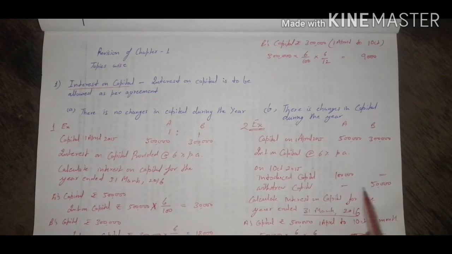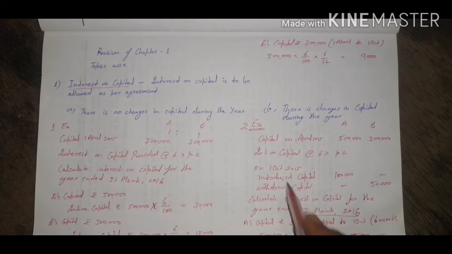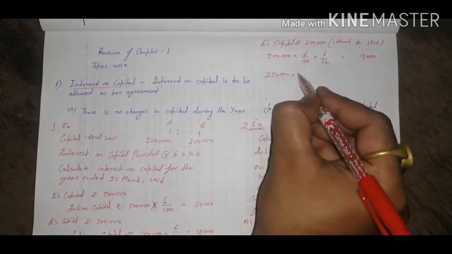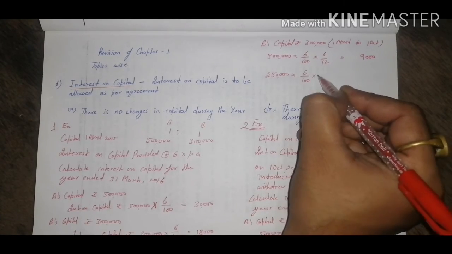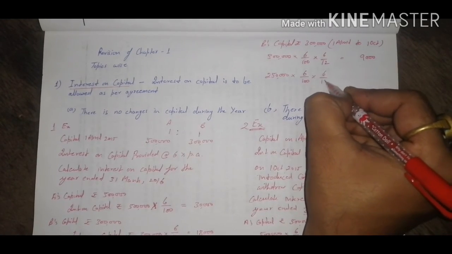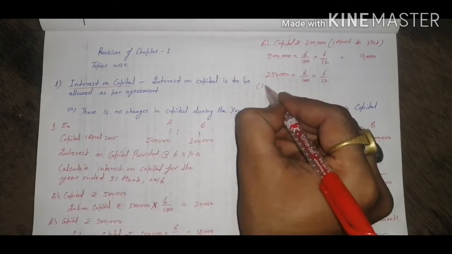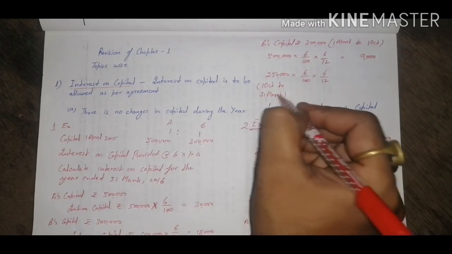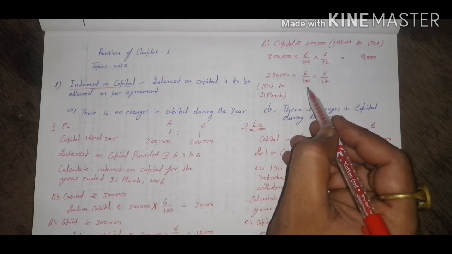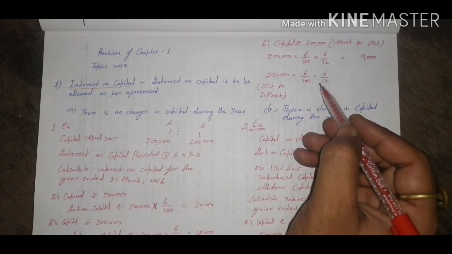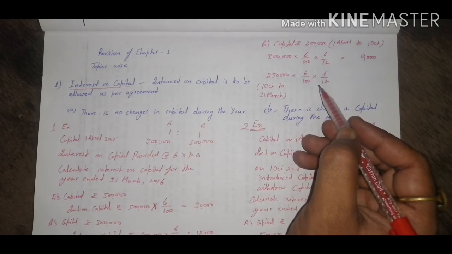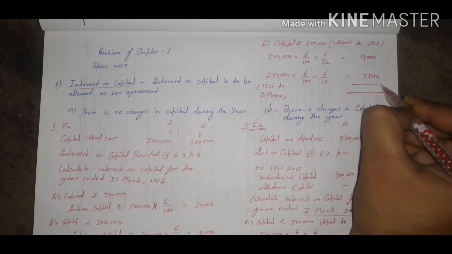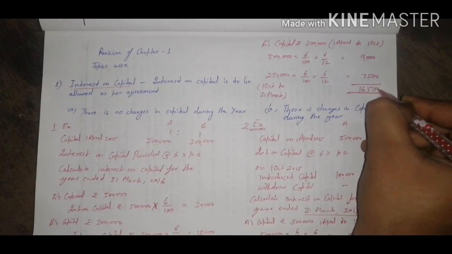B withdrew rupees 50,000 on 1st October. Now effective capital after withdrawal is 2 lakh 50,000 at the rate of 6% for 6 months, 1st October to 31st March. Capital rupees 2,50,000 at the rate of 6% for 6 months, amount rupees 7,500. Total interest on capital 16,500.